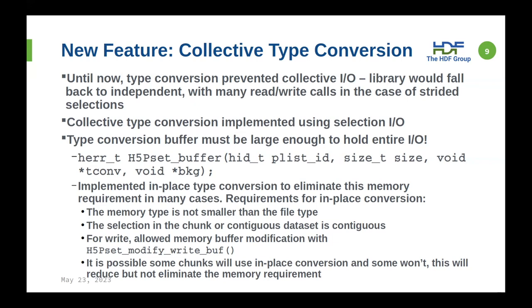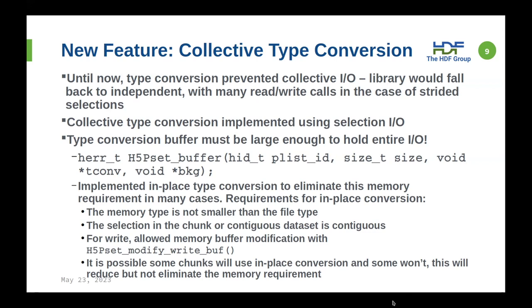Of course, that means that if you call H5Dwrite with a DXPL that has this property set, then after the write call you have to assume that there's garbage in the write buffer. You don't want to assume that there's anything useful in the write buffer, because there probably isn't.